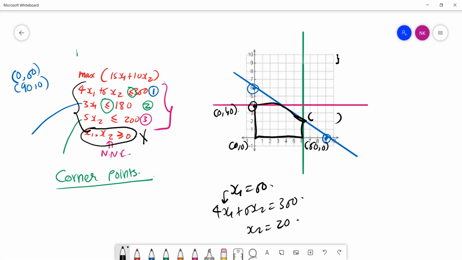So that is nothing but x2 is equal to 20 and 60 comma 20. It will be our point. So although you can just compare it over here, it's 60 comma 20. So that means our equation is correct.